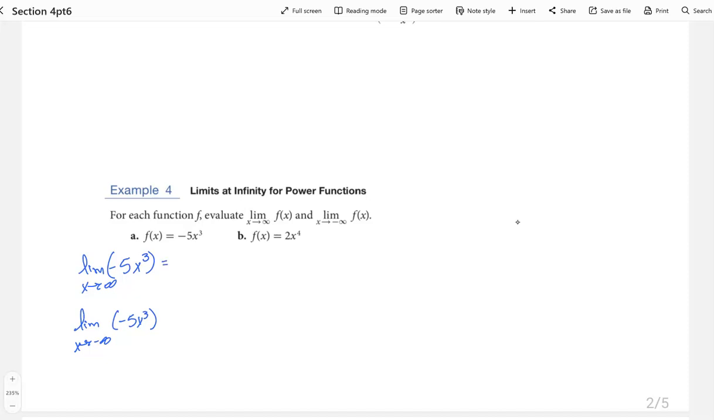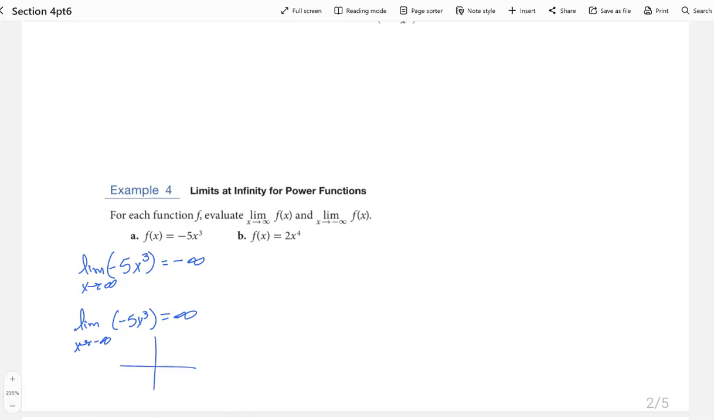So as x approaches positive infinity, we're plugging in really large values and we are raising them to the third power. So I'm going to have a positive here, and a positive times a negative would give me a negative, which means this is heading to negative infinity. Here, if I plug in negatives and I raise it to the third power, I'm going to end up getting a negative, and a negative times a negative will give us a positive. So that's what we would expect to happen.